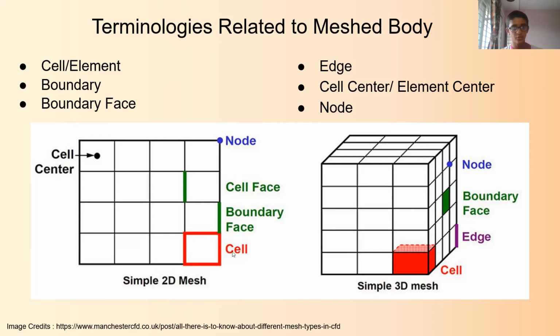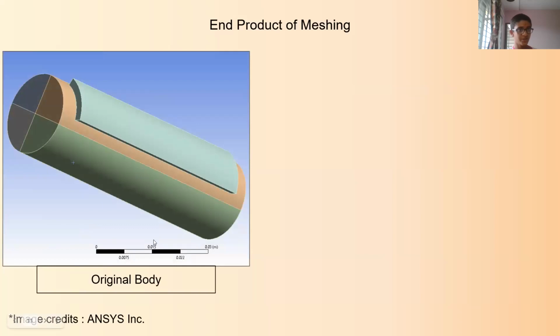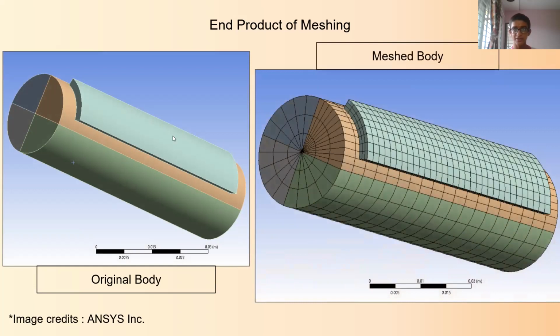And let's look into what the final product of a mesh body should look like. So let's focus on it. So this is the original body. This is a cylindrical part, on which I have attached another cylindrical shell kind of structure, on the surface of it. So let's look at the final mesh body. This is how a mesh body should look like.